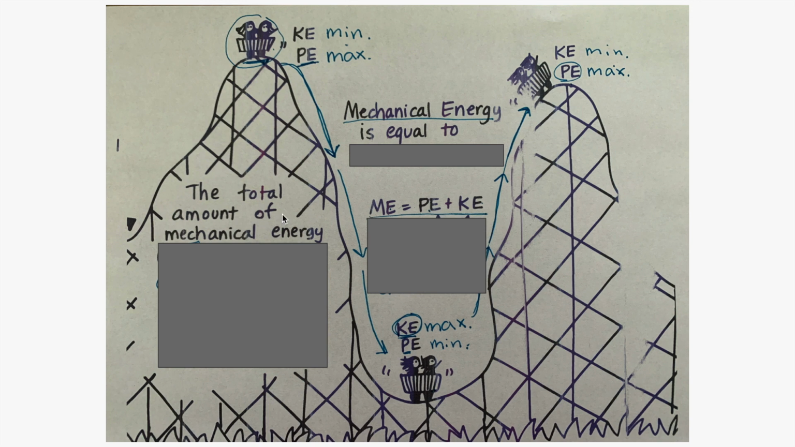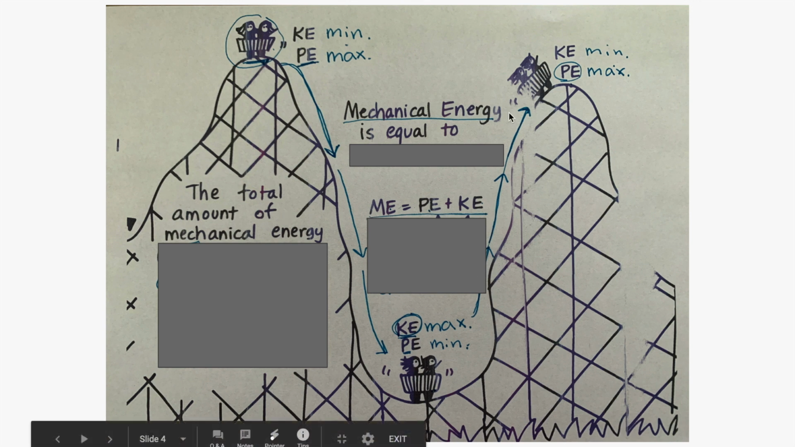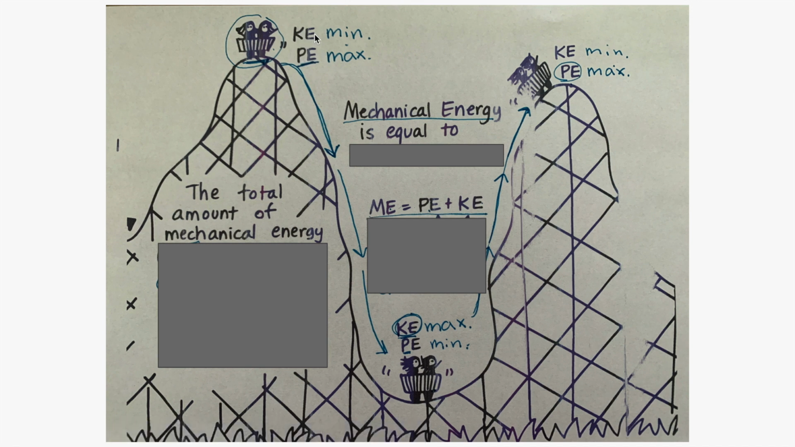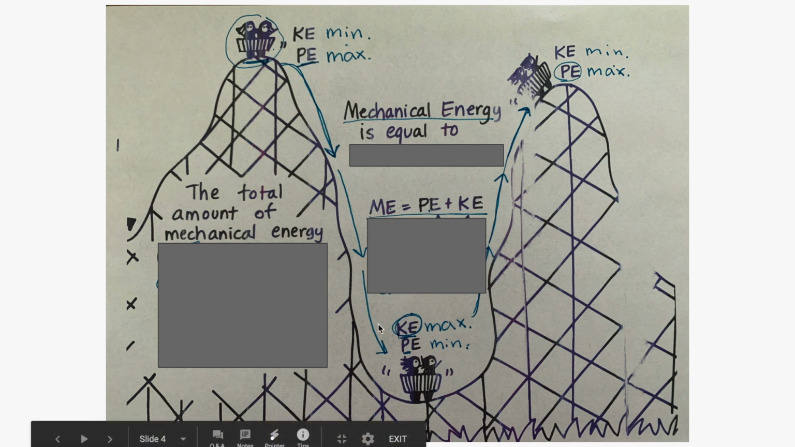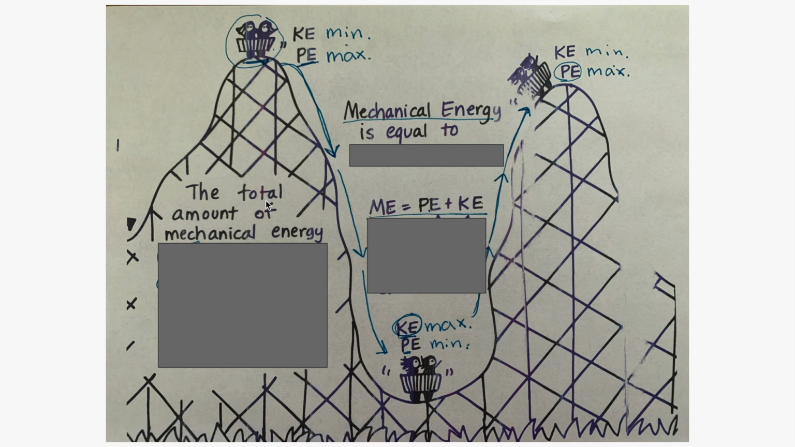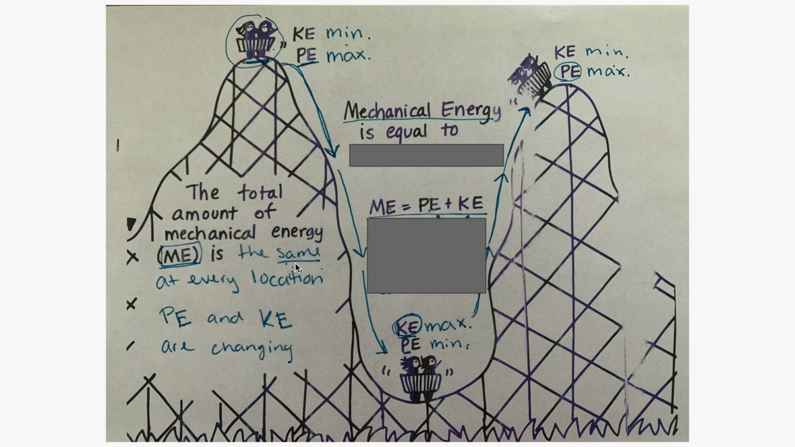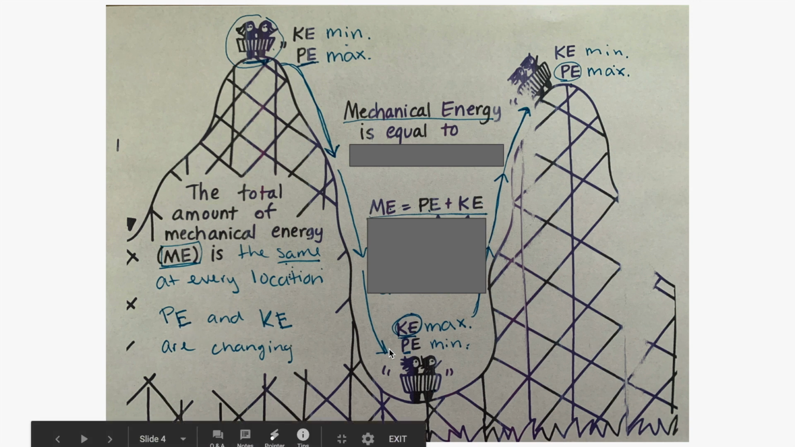So this leads us back to the mechanical energy. As you can see in the 3 points, you had both potential and kinetic energy. One was just higher or lower than the other. So that means that the total amount of mechanical energy, which is just the potential and kinetic energy combined, is the same at every location. So energy cannot be created or destroyed. The potential and kinetic energy are changing, but it is never going away.